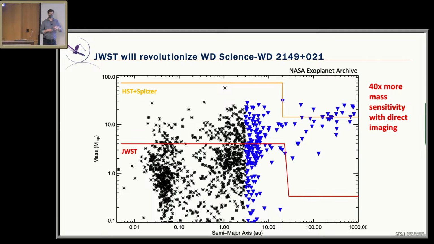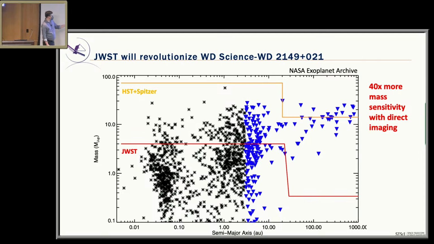So we can put all the sensitivities to planets, both unresolved and resolved. We can compare them to what was done in the past. So for my thesis, I used a combination of Hubble imaging and infrared excesses to limit planets, and Susan did the same with Spitzer. So if you took 2149 and you just took the limits of both direct imaging and infrared excesses, this is what we could do in the mid-2000s. With JWST, we're about 40 times better, right?